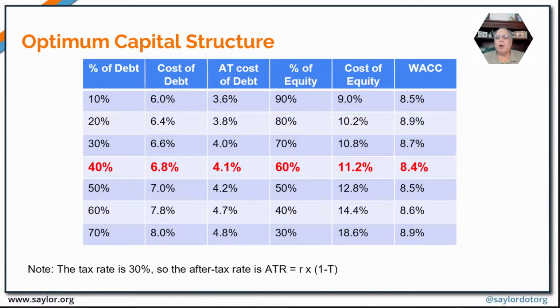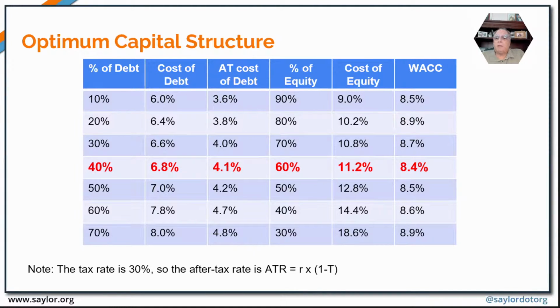Now, this chart is fairly simple, but I want you to think about a few things. What I've done here is a basic spreadsheet that lists amounts of debt from 10% to 70%, and alternately the amount of equity. So if I'm using 10% debt, then I'm going to use 90% equity in my capital plan. If I use 70% debt, I'm going to use 30% equity.